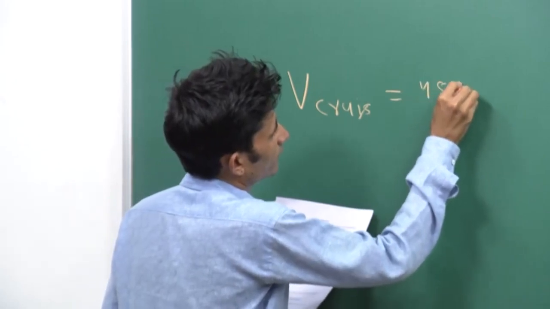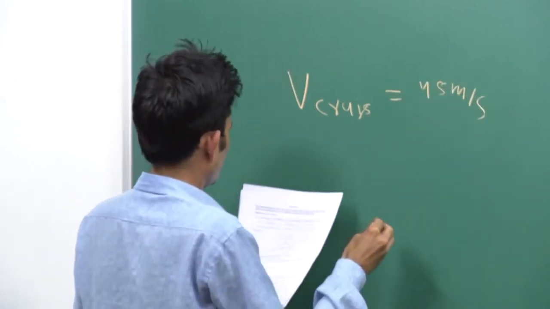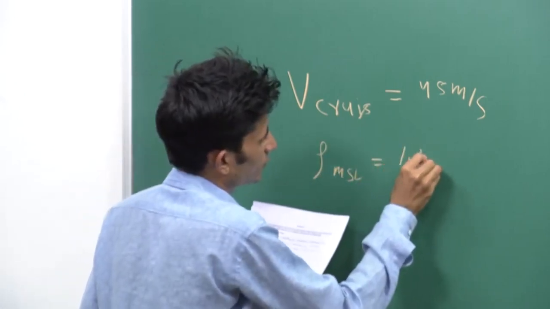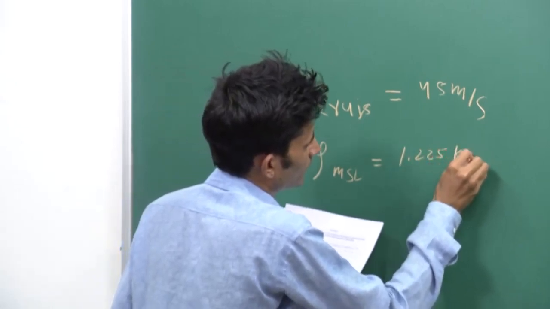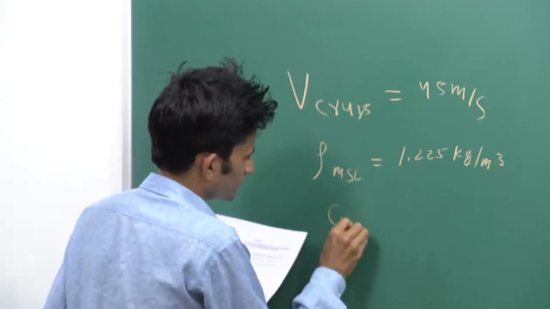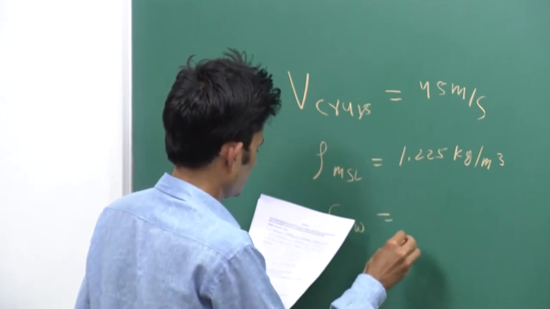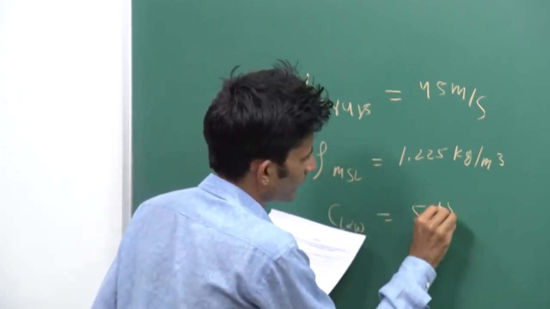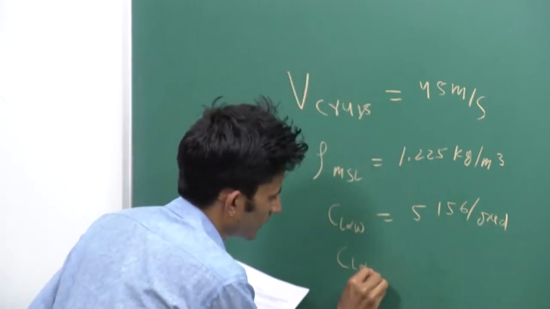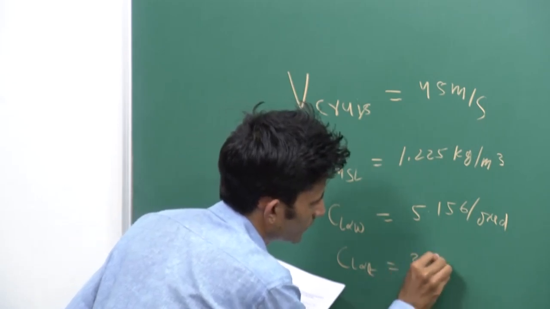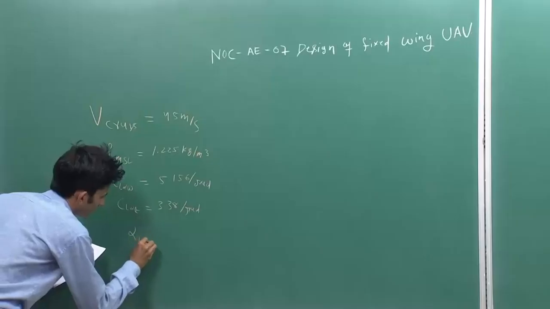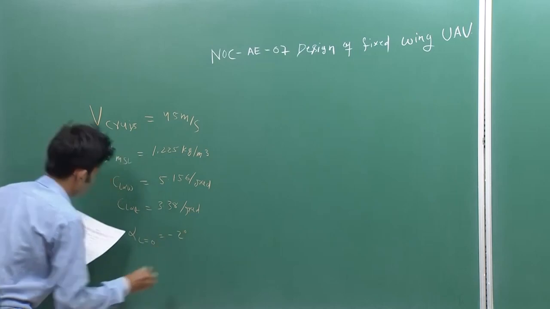is 45 meter per second and density at mean sea level is 1.225 kg per meter cube. CL alpha of the wing is given 5.156 per radian, and CL alpha of the tail is also given, 3.38 per radian, and alpha at lift equal to 0 is -2 degree.